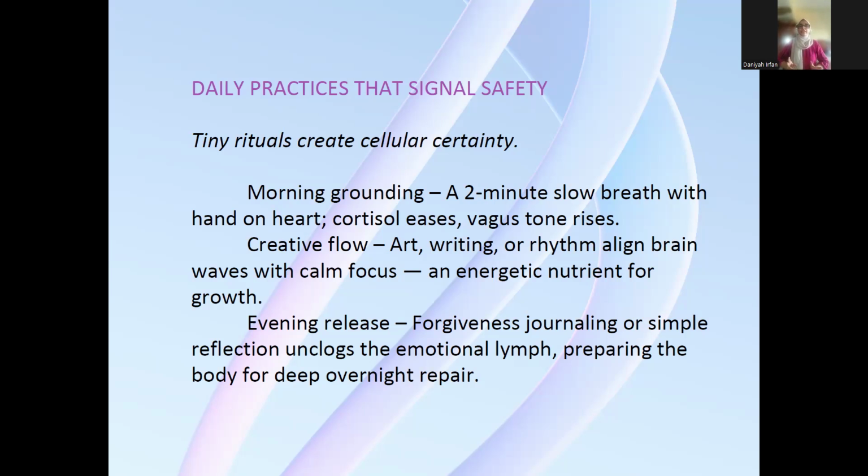The next is creative flow. Something like art, writing, or rhythm like dance aligns the brain waves with calm focus. The person tends to become more calm. You will see that when you're stressed out, you just take out a book of colors and color for 5-10 minutes. The eye, your sensory organ, takes in so many colors that it starts feeling relaxed again, right?